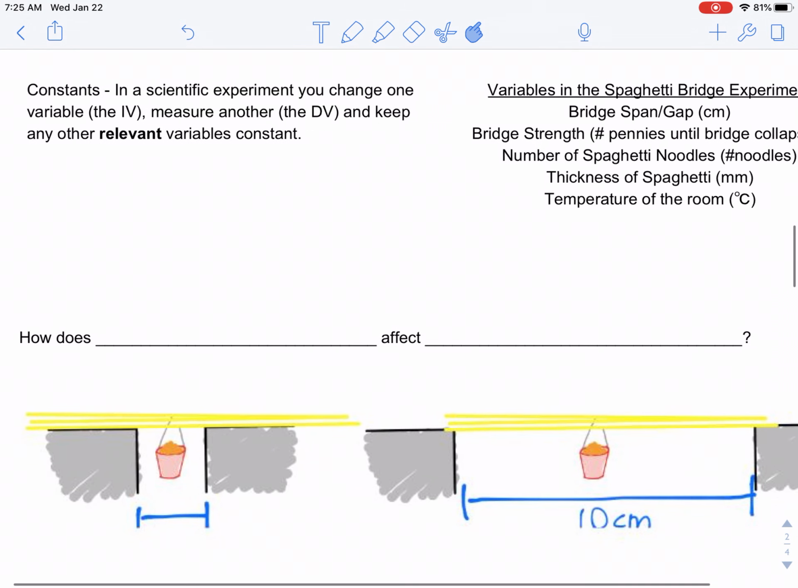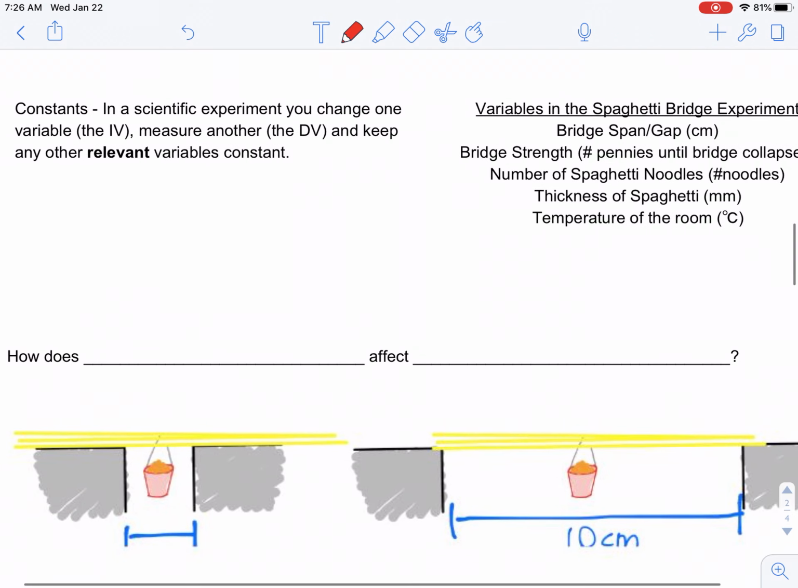Okay, constants. In a scientific experiment, you change one variable, the independent variable, measure another variable, the dependent variable, and keep any other relevant variables constant. Okay, so let's think about that. You change one thing, you measure another thing, and then everything else must stay constant. And everything else that's relevant has got to stay constant.